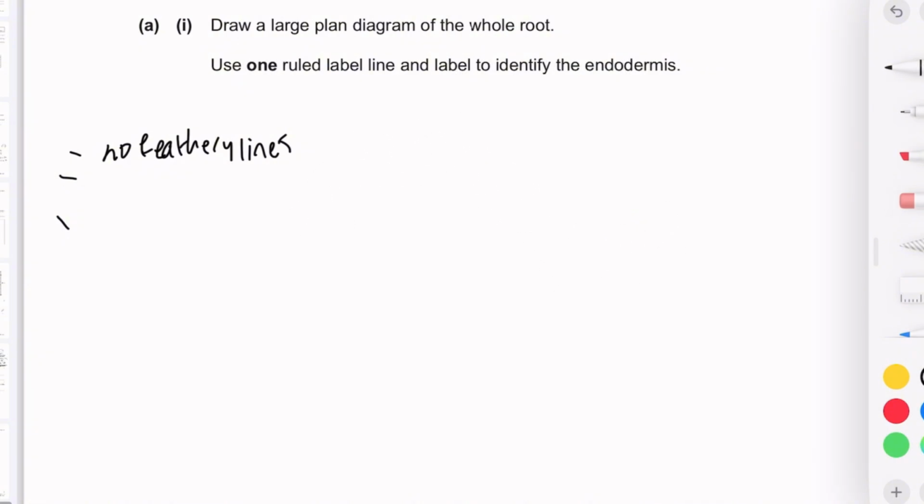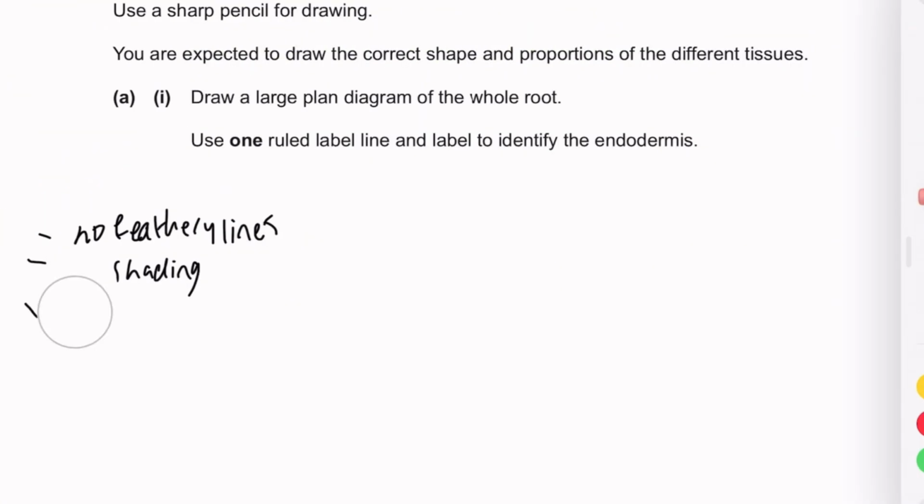Now, when it comes to labeling and drawing, we don't need any shading, so no shading. Even if, for example, you find that one part is stained darker, you're not shading that part. And you're going to label.